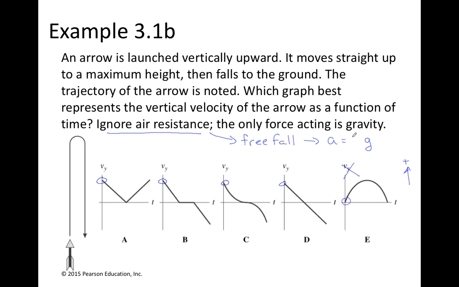So up is the positive direction, so the acceleration has to be negative. And remember, on these graphs, the slope of the graph tells you the acceleration, so the slope we should expect to be negative g. So the only graph that fits that description is graph D. Graph D shows a graph with a slope that is constant, because we have constant acceleration, and it's a negative value. So graph D corresponds to this motion.